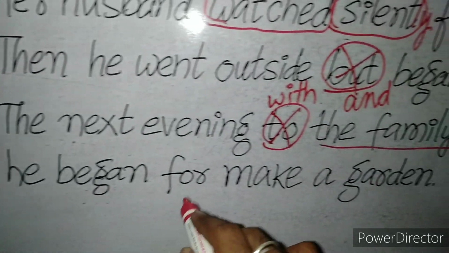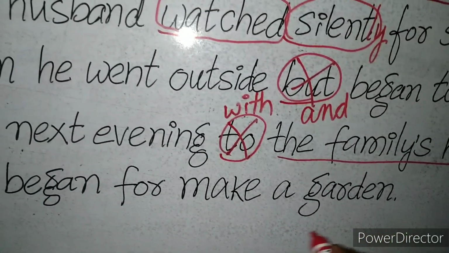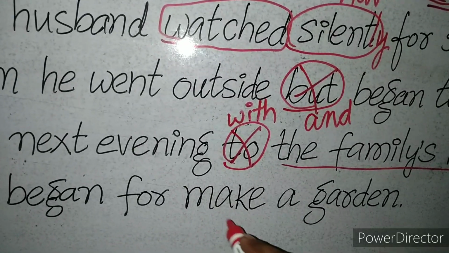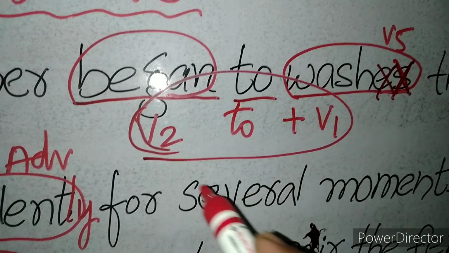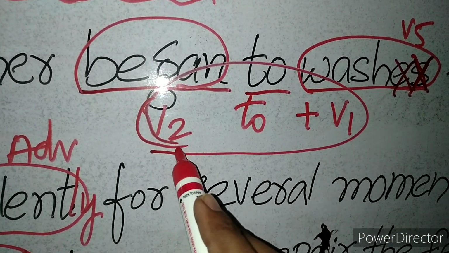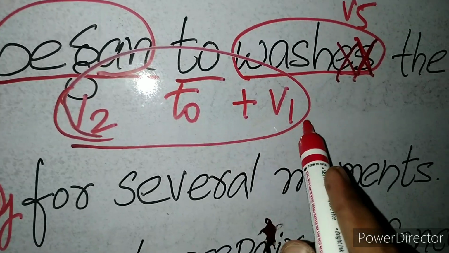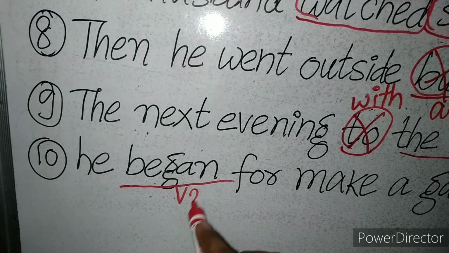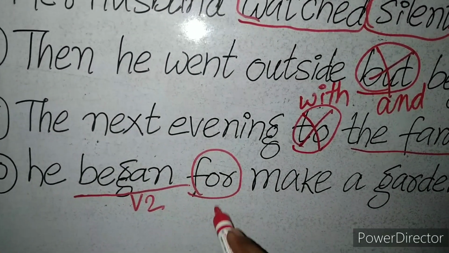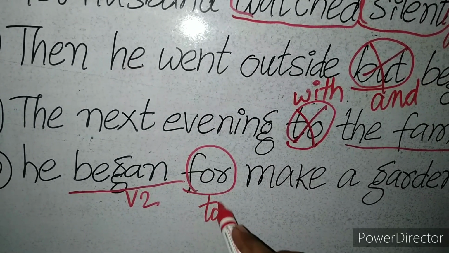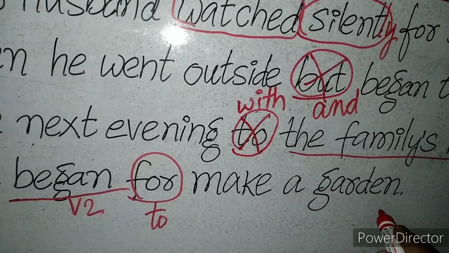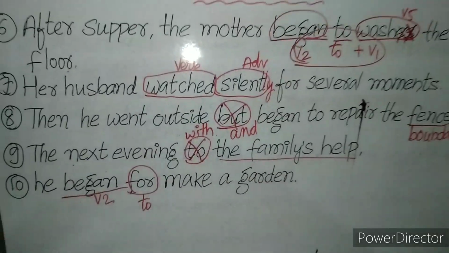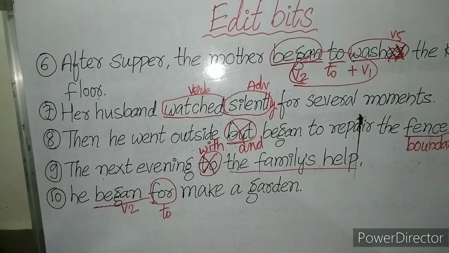The 10th one: he began for make a garden. Okay? He began for make a garden. As I told you in the first one, if there is V2 form plus 'to', then there should be V1 form. But here, after V2 form, there is for. It means for is wrong. The answer is here to make a garden. Okay, got it? Now this is the answer.